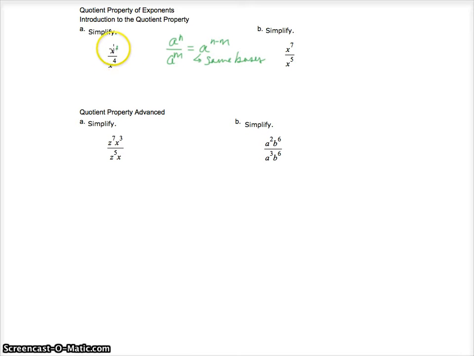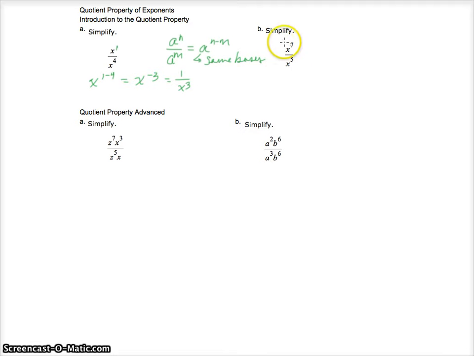So x to the 1 divided by x to the 4, I want to rewrite that as x to the 1 minus 4. Always rewrite it in this format before we go to simplify anything. And this equals x to the negative 3. I want to write this with a positive exponent, so I'm going to simplify it by writing it as 1 over x to the 3 based on the negative exponent property.